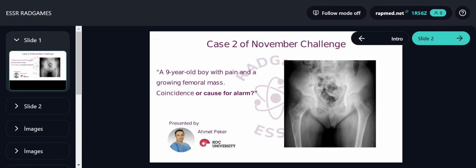For ESSR RADGames. I will present a 9-year-old boy with pain and growing femoral mass. Let's take a closer look at this interesting case.